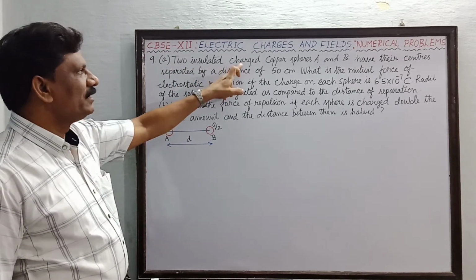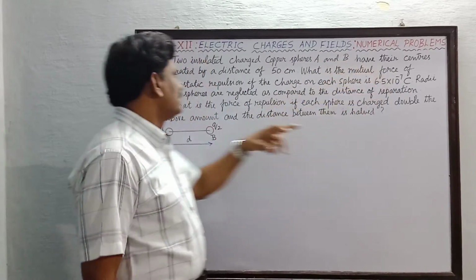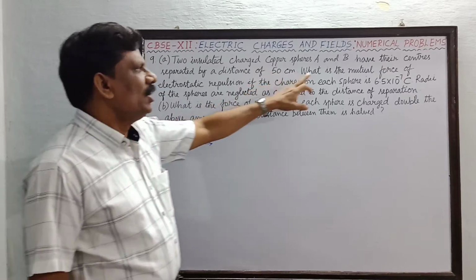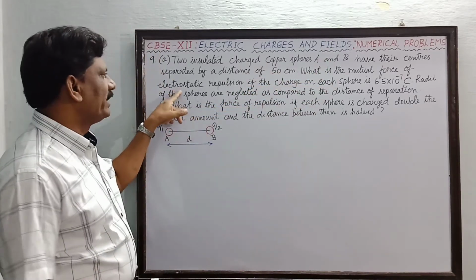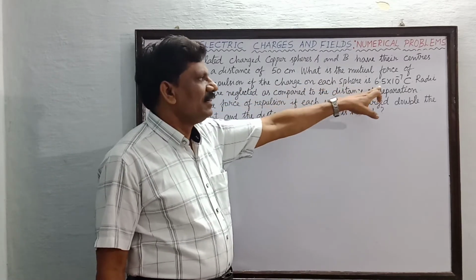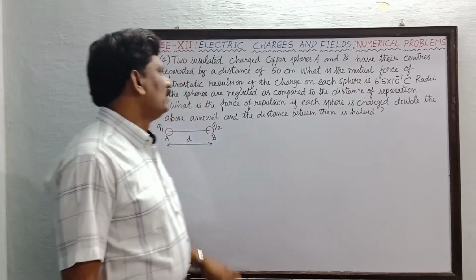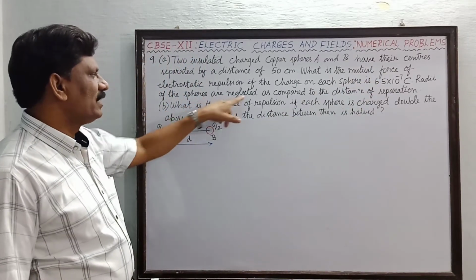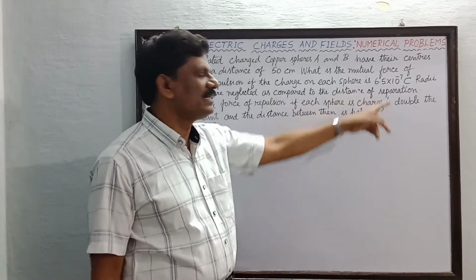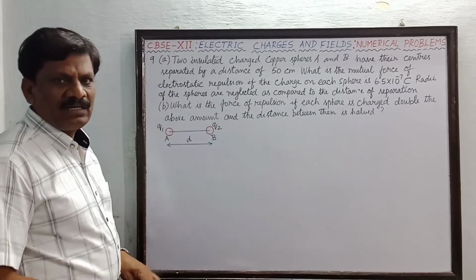Two insulated charged copper spheres A and B have their centers separated by a distance of 50 centimeter. What is the mutual force of electrostatic repulsion if the charge on each sphere is 6.5 into 10 power minus 7 coulomb? Radii of the spheres are neglected as compared to the distance of separation. So this is subdivision A.